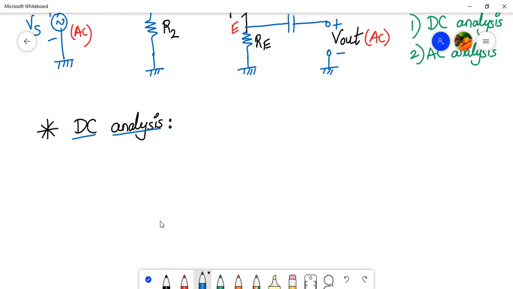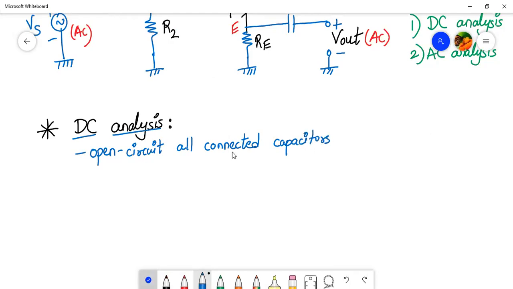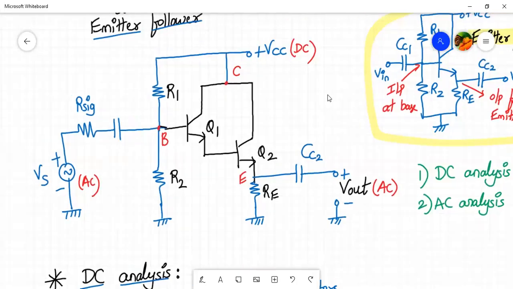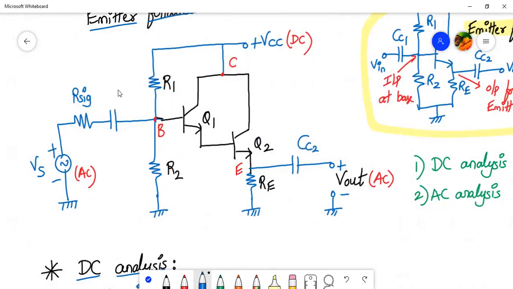So what do we do in the DC analysis? In the DC analysis, we open circuit all connected capacitors. So what is left out in the circuit? This is CC1 and this is CC2, I forgot to write, the input and output coupling capacitors. These will be open circuit. So what will be left out? R1, R2, RE, and the two transistors, the Darlington pair, will be left out, right?